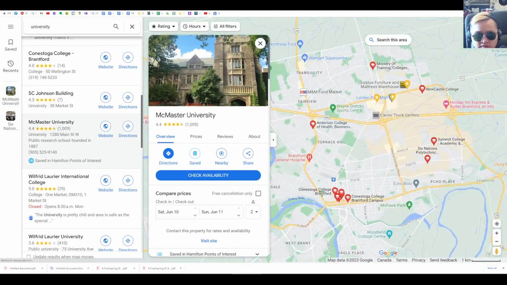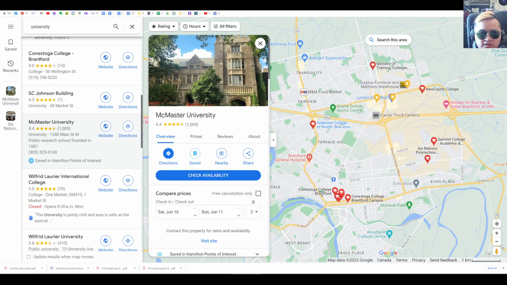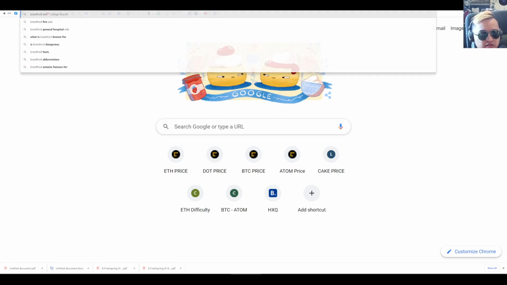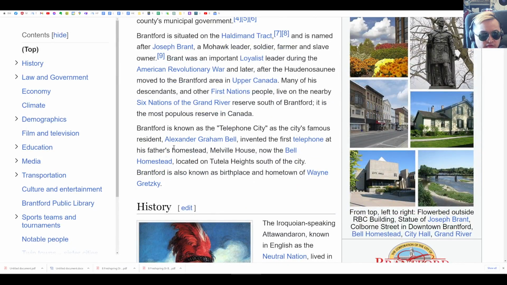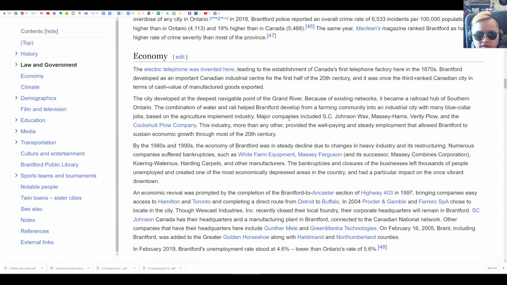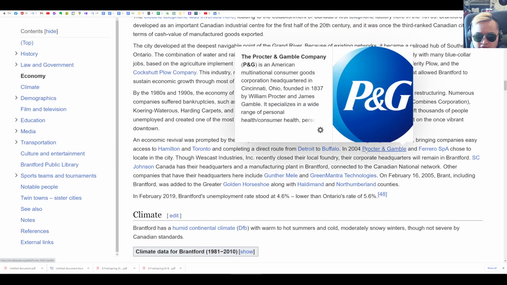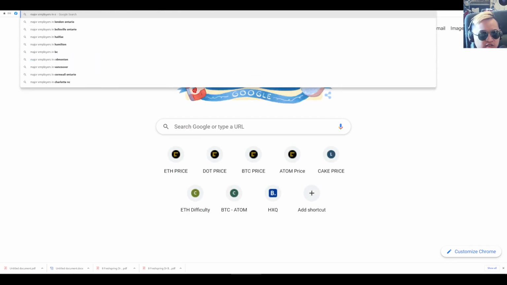But there are a lot of jobs in Brantford as well. So maybe some lower paying jobs, like factory workers. Let's take a look here. Brantford is a lot cheaper. So let's look at the economy. Do we have some big companies? Procter and Gamble. Let's take a look at some of the major employers in Brantford.